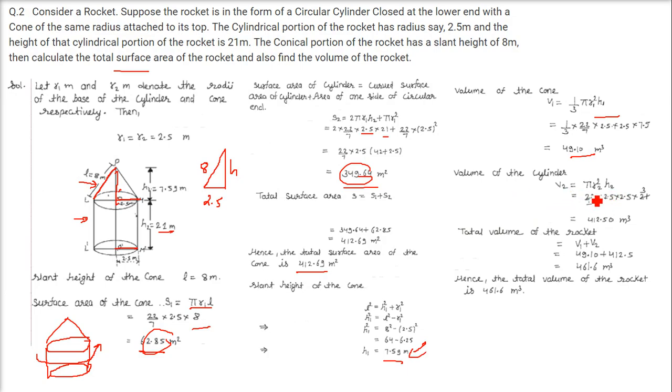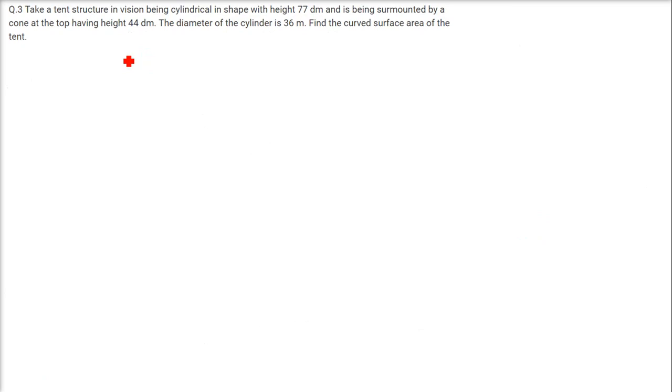And coming to the volume of the cylinder, it is pi r square h. Pi into r square into h. So pi, radius is 2.5 and height of this cylinder will be 21. Now these two have to be added in order to find out the total volume of the rocket, and this is going to come as 461.6 meter cube.